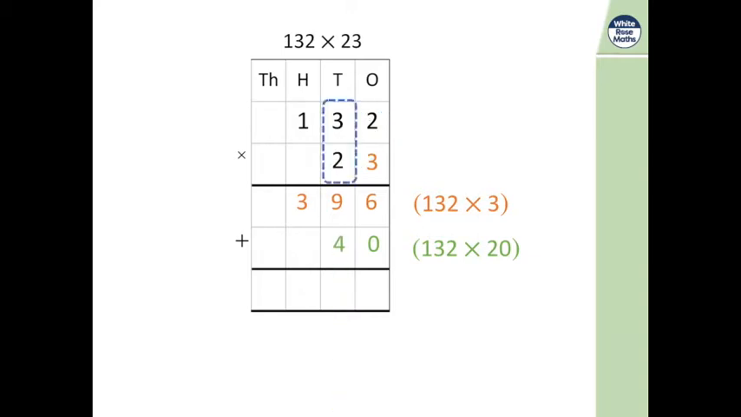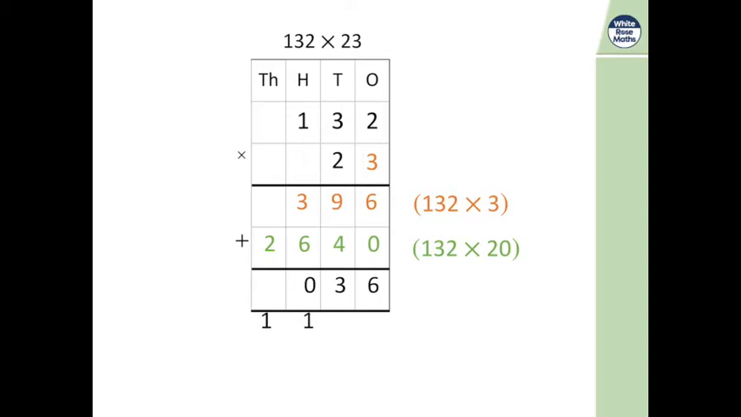2 times 2 is 4. 2 groups of 3, 6. 2 groups of 1, 2. Finally, add them all together. 6 plus 0 is 6. 9 plus 4 is 13. So we place the 3 down and we carry over the 1. And the reason for that is because we're going to exchange 10 of those 10s for 1 of those hundreds.